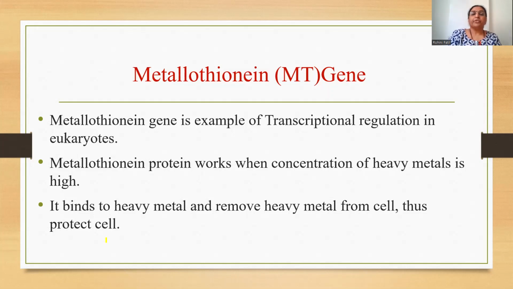Whenever heavy metals other than silver and gold, there are a number of heavy metals which can enter into the cell, and when these heavy metals enter into the cell and collapse the metabolism, there is a question over the survival of the cells. So to survive, the cell has to throw the heavy metals back into the environment, and for that purpose the protein which is going to come is the metallothionein protein. The metallothionein gene is going to be expressed at a higher level when there is an incoming of heavy metals into the cell.